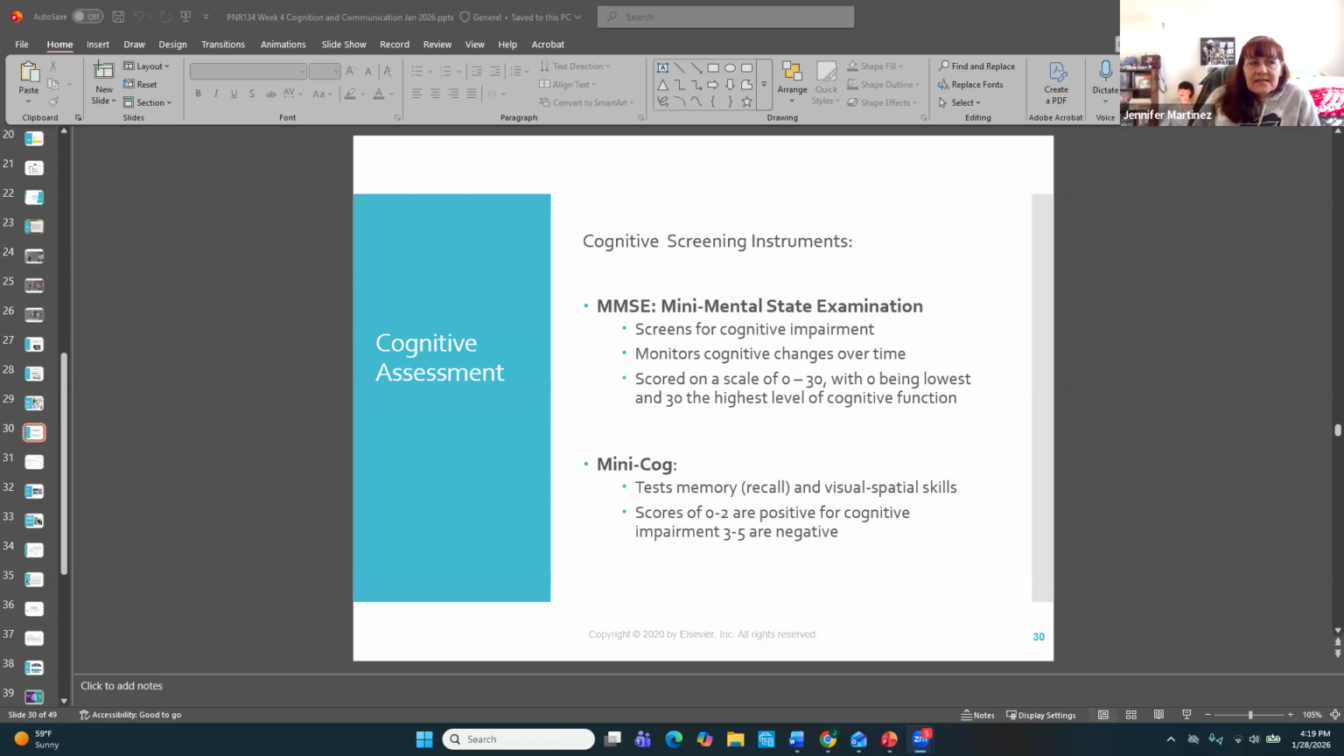The Mini-Cog test tests memory recall as well as what we call visual spatial skills. But again, you may use an MMSE, but generally it's something that providers use to monitor those changes over a period of time.